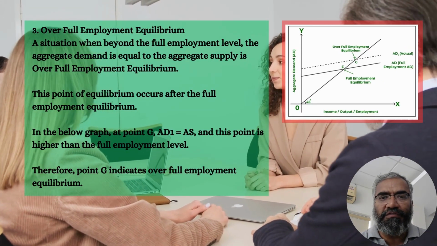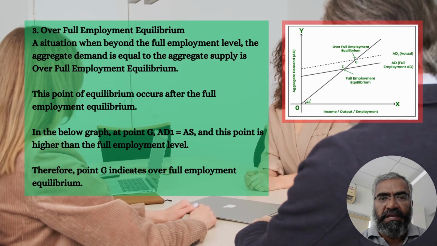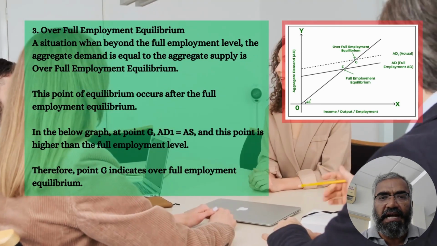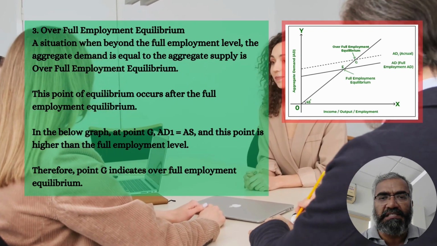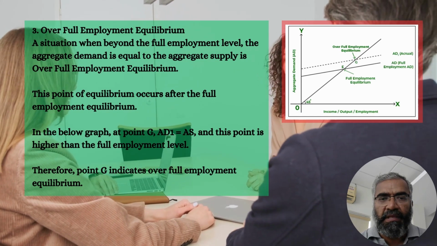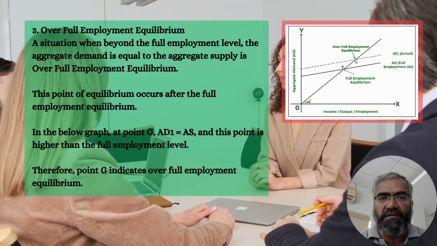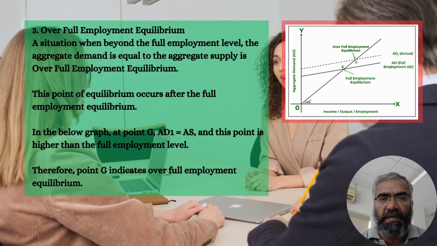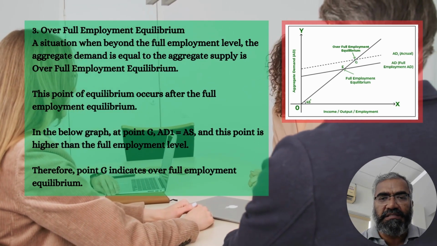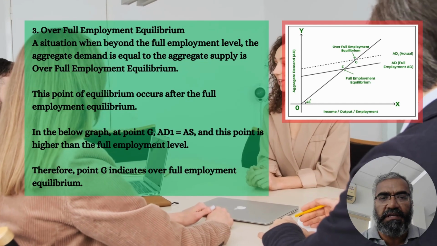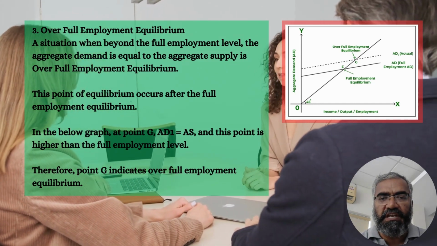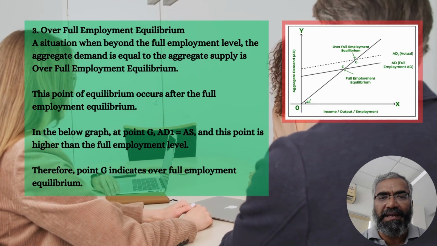Number three, over full employment equilibrium. A situation when beyond the full employment level, the aggregate demand is equal to the aggregate supply is over full employment equilibrium. This point of equilibrium occurs after the full employment equilibrium. In the below graph, at point G, AD1 is equal to AS, and this point is higher than the full employment level. Therefore, point G indicates over full employment equilibrium.